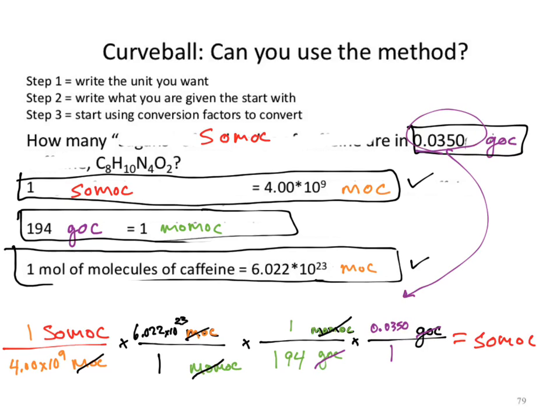Punch it into a calculator. Just take the numbers and I'd end up with my answer. Okay? Where I'd get seconds of molecules of caffeine. And I'd be done. Okay? I'm taking those unit systems and allowing the unit systems to cancel each other out.